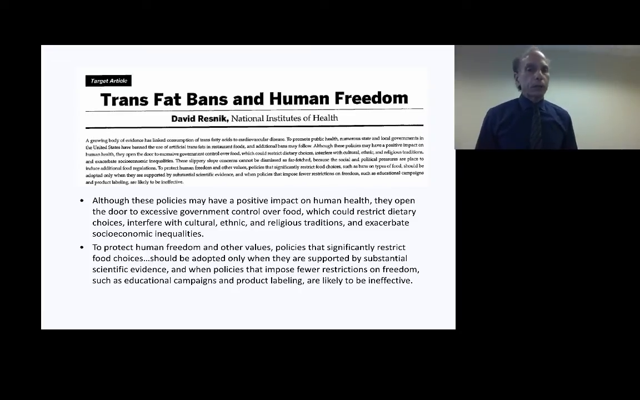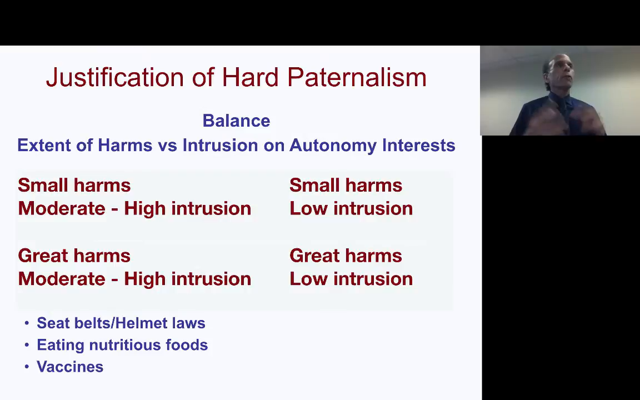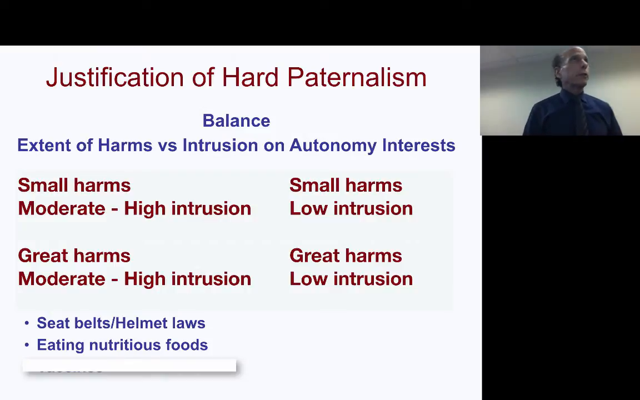He further says, to protect human freedom and other values, policies that significantly restrict food choices should be adopted only when they are supported by substantial scientific evidence and when policies that impose fewer restrictions on freedom, such as educational campaigns and product labeling, are likely to be ineffective. So what would be one way to justify hard paternalistic acts? Well, one way is to try to balance the extent of the harms to self and to society versus the degree of the intrusion on autonomy interests.